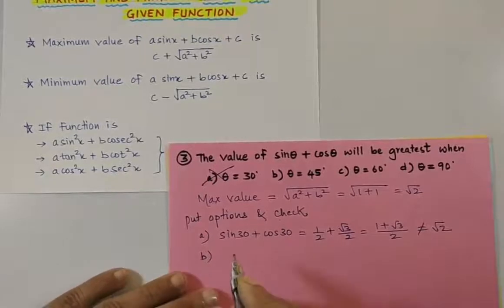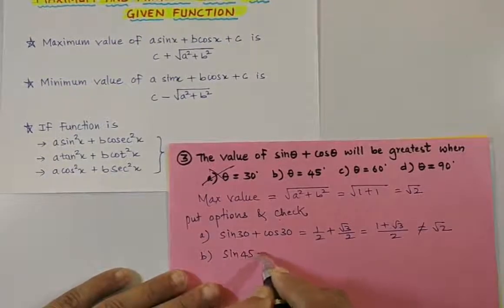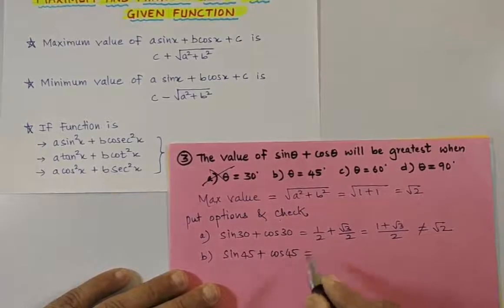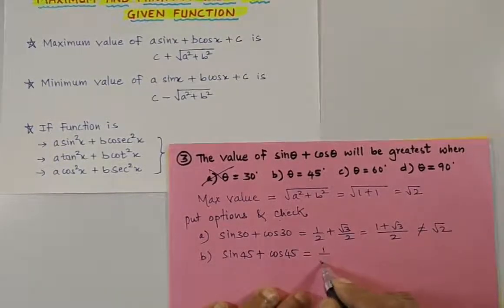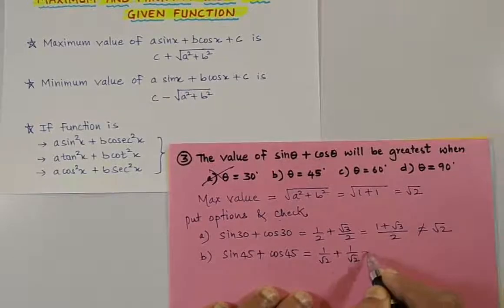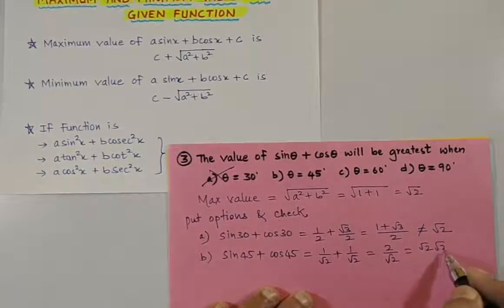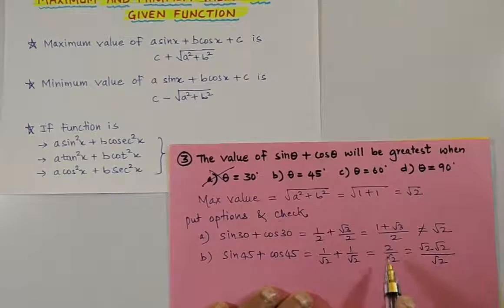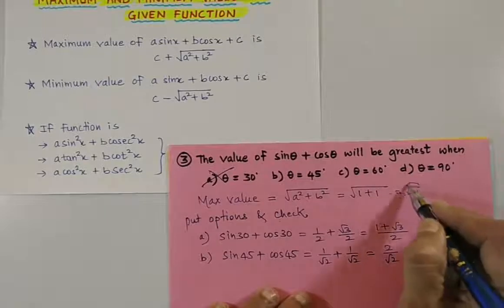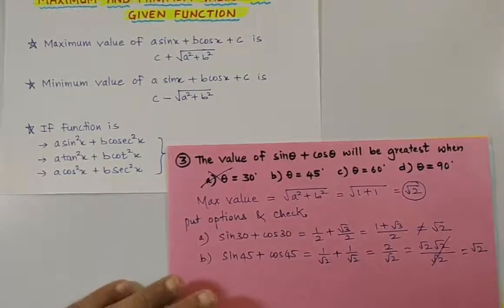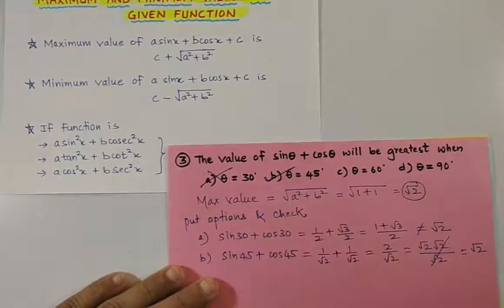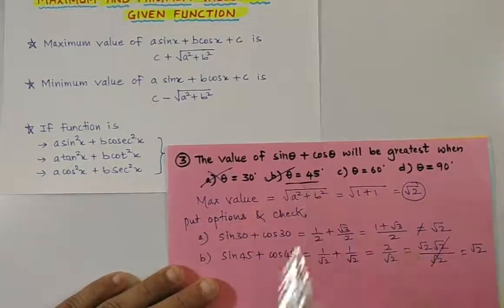Similarly, if you check B, sine 45 plus cos 45. So sine 45 is 1 by root 2, cos 45 is 1 by root 2. So here the LCM is same. So numerator will be 1 plus 1, 2 by root 2. So this is nothing but root 2. 2 can be written as root 2 into root 2, by root 2. So this gets cancelled. You will have answer root 2. So our maximum value is also root 2. Means answer is our option B. B is the answer. Clear, students?